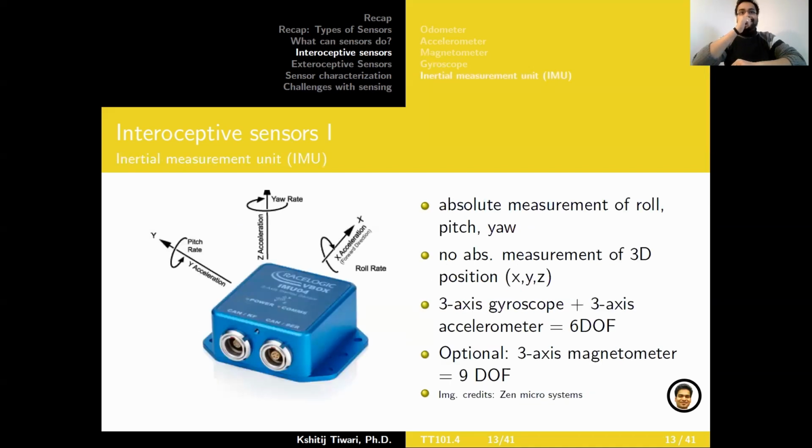Now, there is also this interoceptive sensor called an inertial measurement unit. Each of the previous three sensors that we looked into, the accelerometer, magnetometer, and gyroscope, all have their respective noise issues.